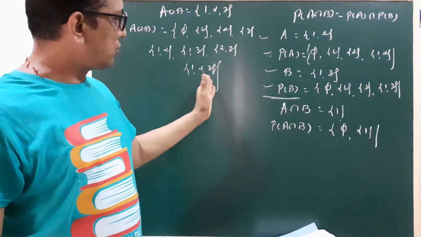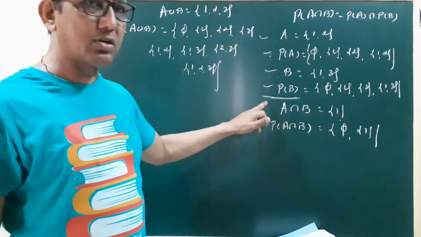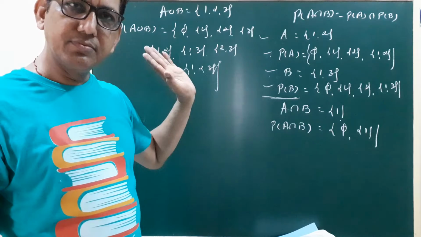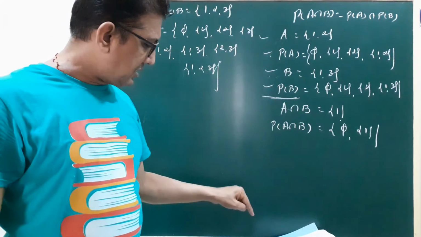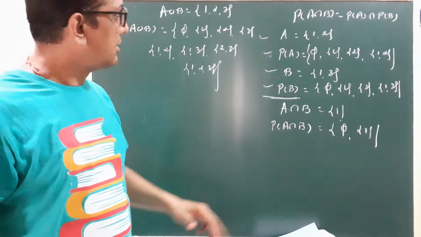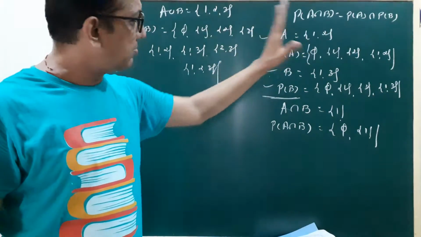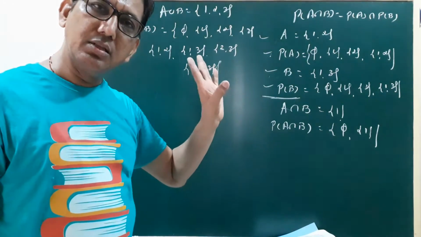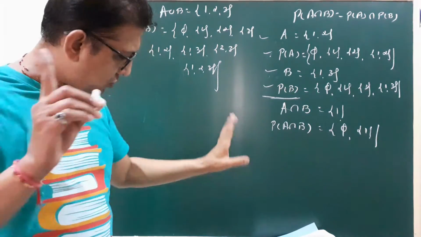2, 3 and 1, 2, 3. The union of these two sets is not present in all elements. Clear? So this answer is not LHS equal to RHS. In question number 7, the intersections are equal but the unions are not equal. Clear? Okay.